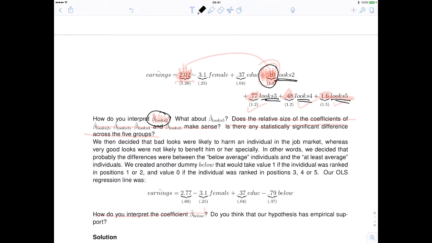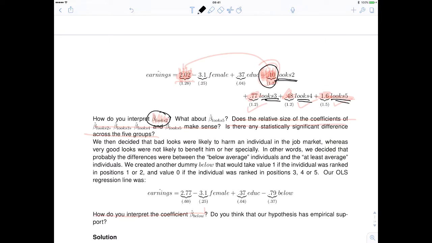Well, the way you interpret it is you have to take care of what is the base category. What's the base category here? Is looks 1. What do we expect? So then what's the interpretation? Is that people with looks 2 earn 10 cents less than people with looks 1. Is that statistically significant? The answer is no, because I do 0.10 divided by 1.2 will definitely be something less than 1. Okay? Or greater than minus 1.